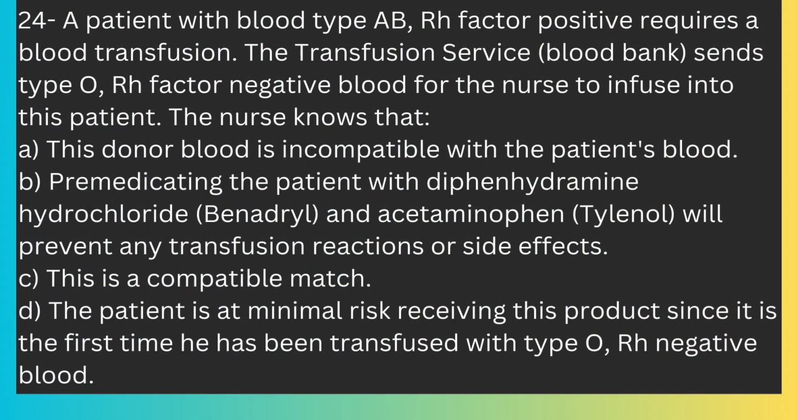Question number 24. A patient with blood type AB, rhesus factor positive, requires a blood transfusion. The transfusion service blood bank sent type O rhesus factor negative blood for the nurse to infuse into this patient. The nurse knows that A. This donor blood is incompatible with the patient's blood.